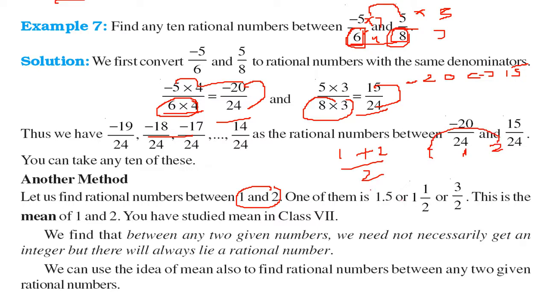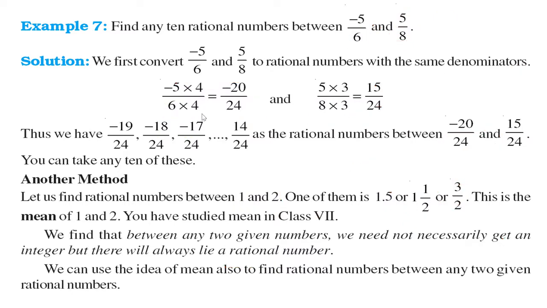So this number lies between these two. So 1.5, that is 3 by 2, you can say. This is the mean. So you can find this mean. Between any two given numbers, we need not necessarily get an integer, but we will always get a rational number, as I just told you. And we can use this idea of mean to find rational numbers between any two given rational numbers.